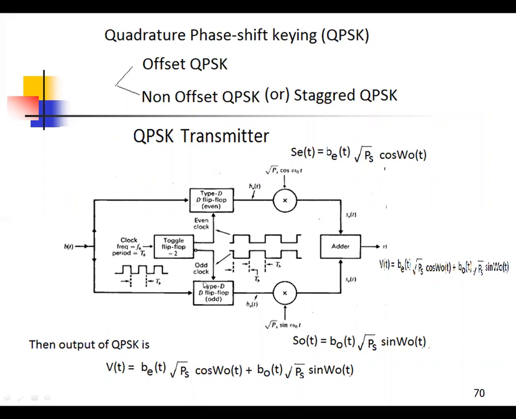Now, as per the definition of modulation, in QPSK modulation the carrier phase changes according to the modulating signal. How many phase changes are there? In QPSK, 4 phase changes are there. That's why it is QPSK. The 4 phases change with reference to the modulating signal, that is B of t. So that is the QPSK transmitter, the block diagram and the output equations.